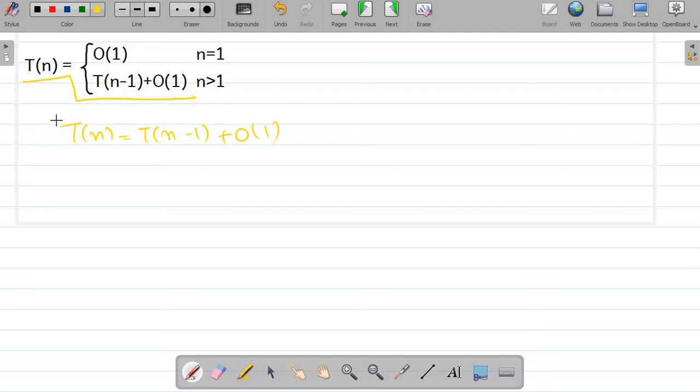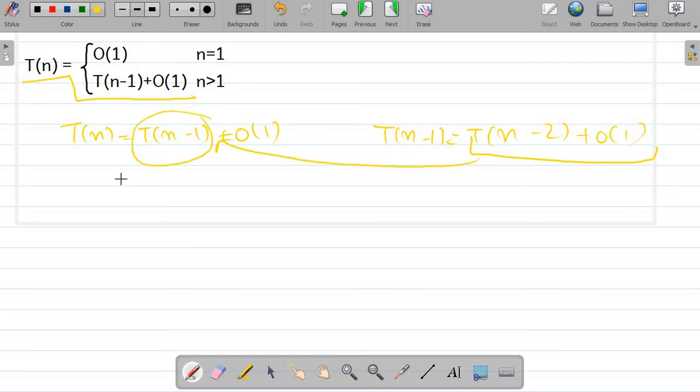Now if I replace n with n minus 1 in this whole equation, the equation becomes T(n-1) is equal to T(n-2) plus order of 1. Now what I can do is substitute this value over here in this part. So this becomes T(n-2) plus order of 1, this is for this part, and plus order of 1, which is this one. So I can write my T(n) as this.